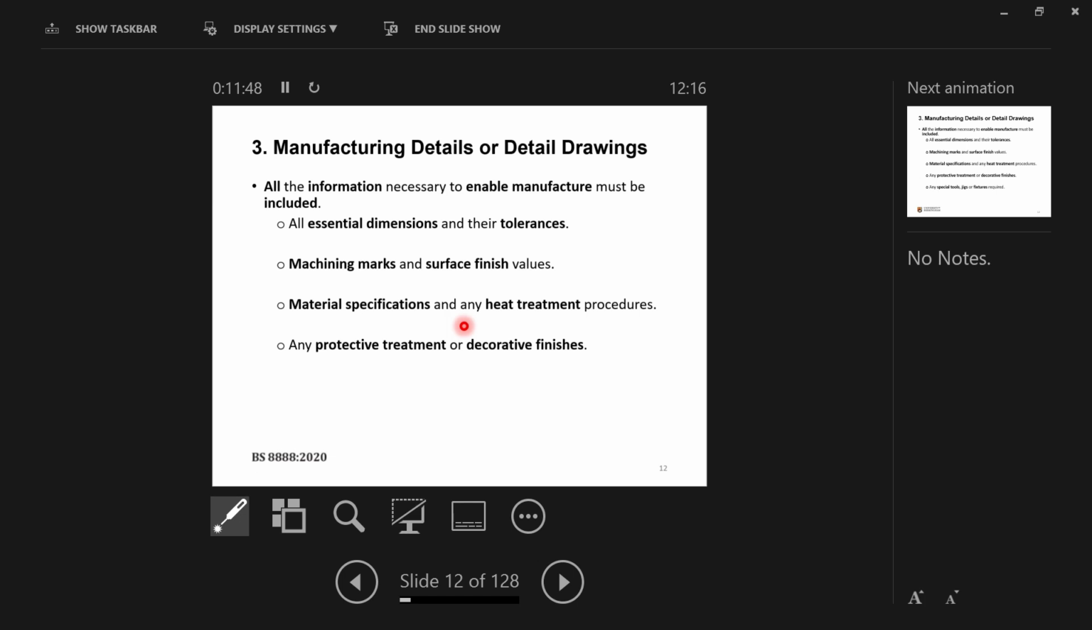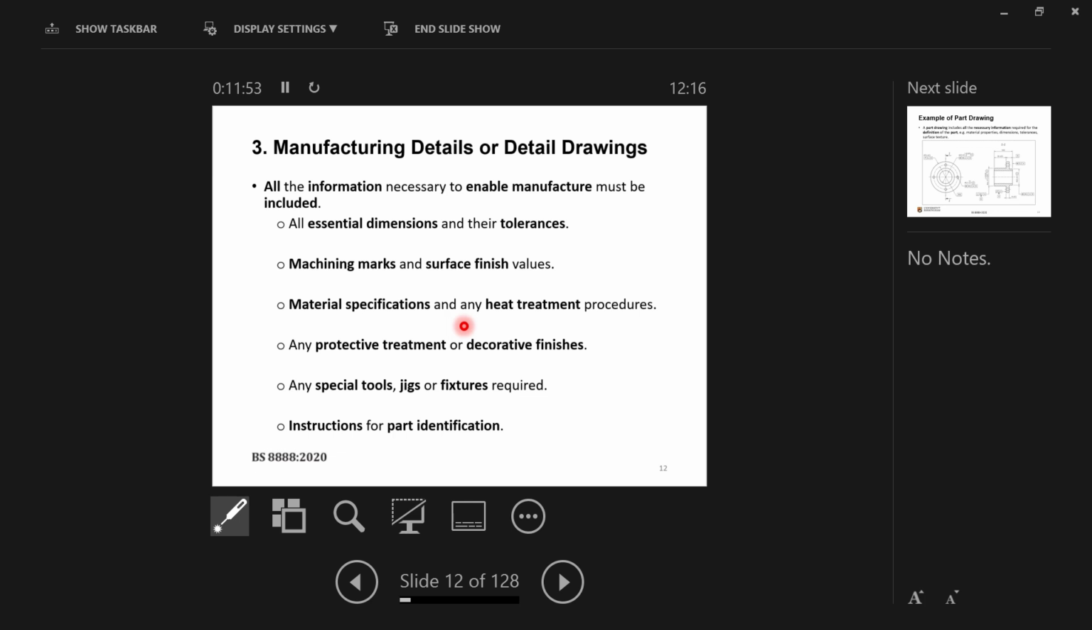Any protective treatment, decorative finishes, any special tools, jigs, fixtures, any instructions for the identification of parts. So you see, lots of details you need to include for detailed drawings. You don't want the workshop to come back and ask you for more details about the specific part. You should include all this information for them to simply use your drawings and manufacture the part without coming back to you.